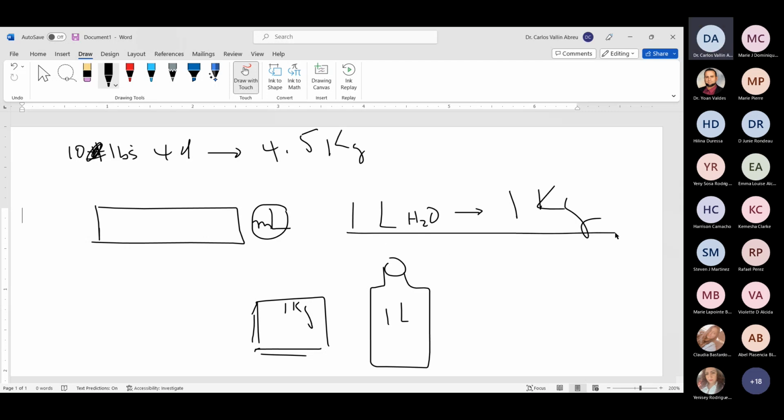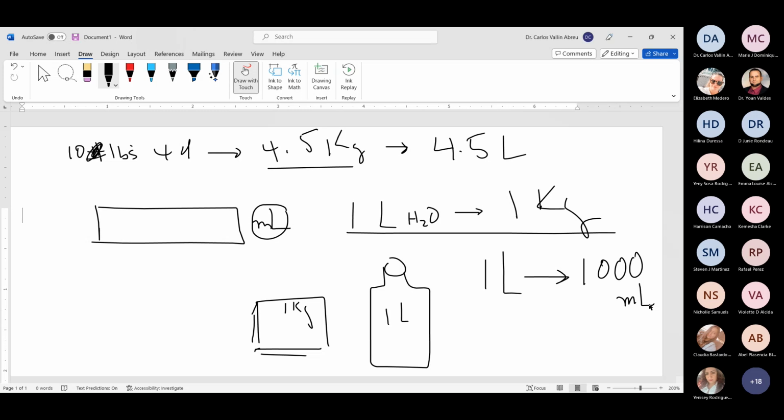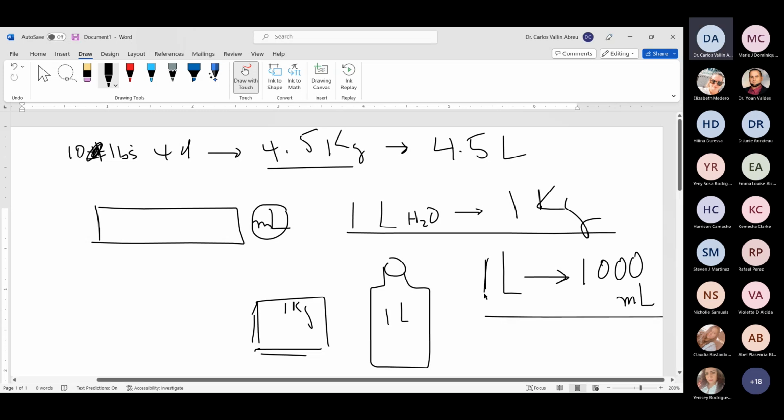So you need to know these equivalents. So if this person gained 4.5 kilos, the person gained 4.5 liters. Are you good until now? Yes. Okay. And you know that 1 liter equals 1,000 milliliters, because you need to know these equivalents. So the question in English: how many milliliters of liquid did this patient gain?